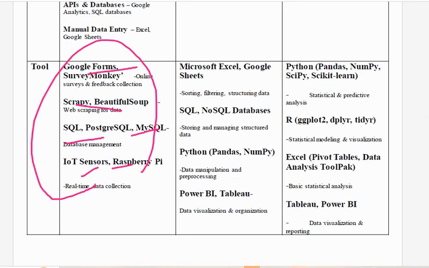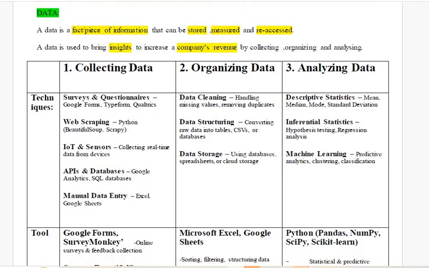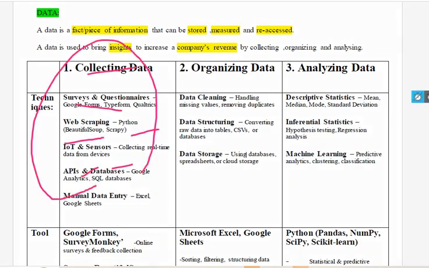Next, moving on to how we organize the data. Once the data is collected, we see how the data is organized. To organize the data, we use data cleaning and data structuring. These are a few techniques which come under organizing. For data storage, we have to structure it in a proper table format. And first, after collecting the data, we have to handle the missing values and remove the duplicates. This is organizing the data.